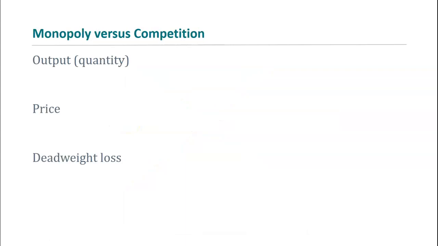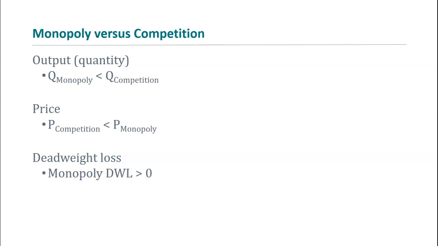So a snapshot of that is here. A monopoly versus competition. In terms of output or quantity, the monopolist produces a lower quantity than the competitive firm or the competitive market. In terms of price, the price in a competitive market is always lower than the price in a monopoly market. And so with a monopolist, we see deadweight loss, when in perfect competition, we don't. And so there's inefficiency associated with a monopoly.